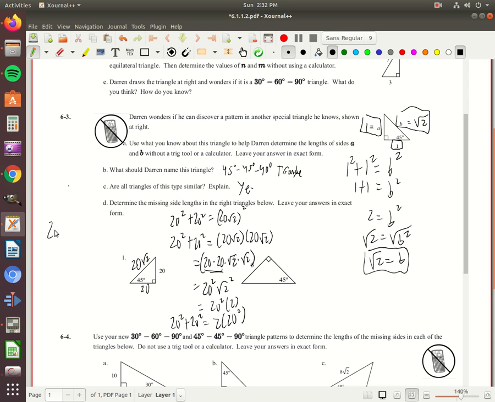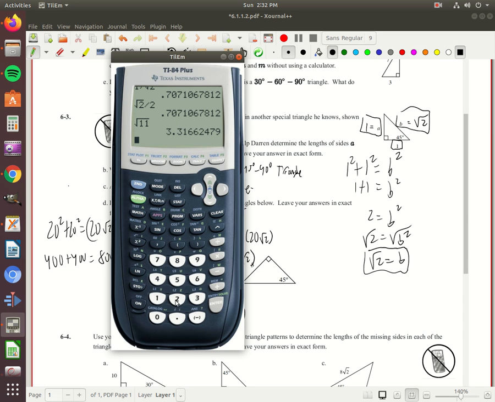But I know some of us either aren't following what I'm saying or want to see it. So I will do this. I know that 20 squared is 400 plus 400. And then 20 times the square root of 2 squared is going to be 800. If you don't believe me, I will grab this calculator. 20 times the square root of 2.